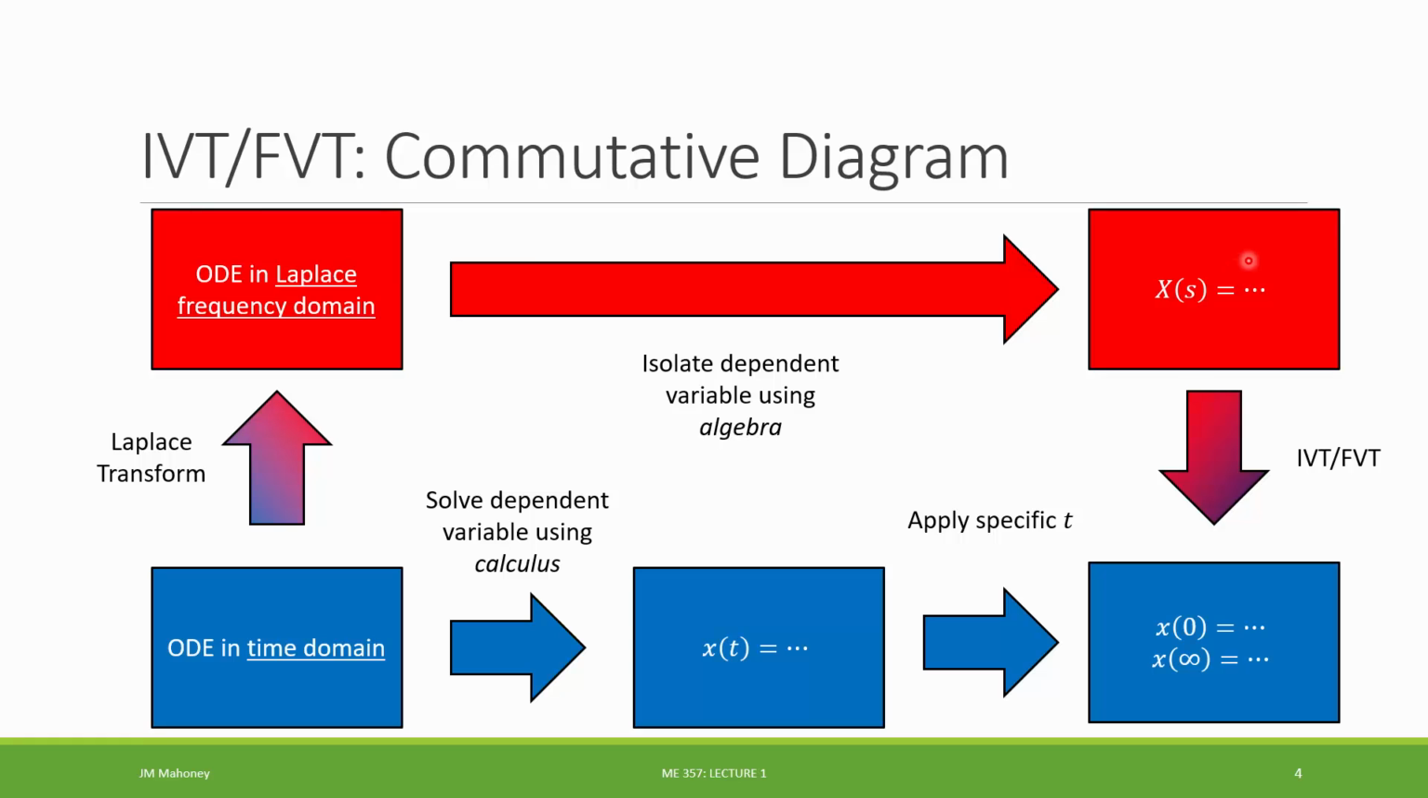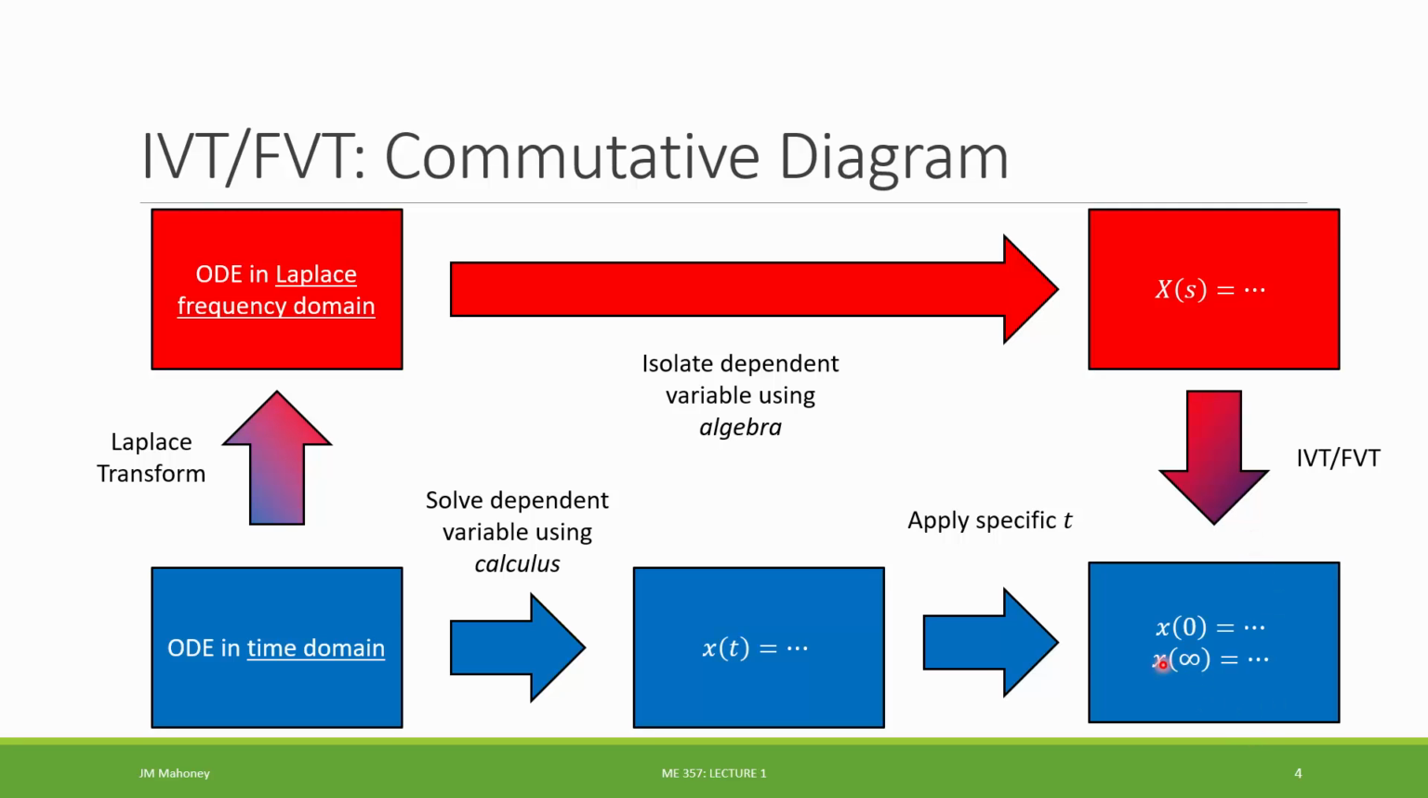Now, if all we're interested in is getting to this lower right corner, we can actually stay completely in the frequency domain; we don't need to do an inverse Laplace transform. What we can do is apply the Initial Value Theorem, IVT, and the Final Value Theorem, FVT, and we can figure out what's happening in the time domain. So again, it's a way of staying in the frequency domain but knowing some information about the time domain.